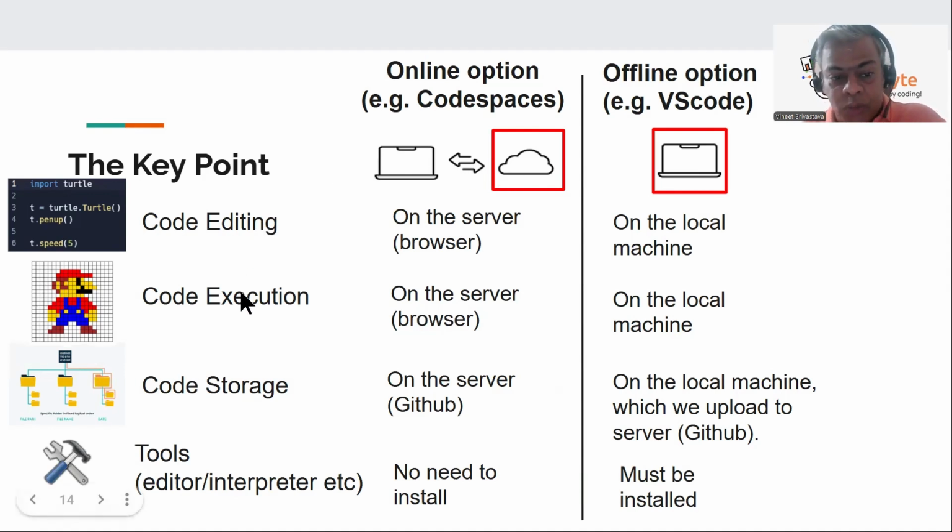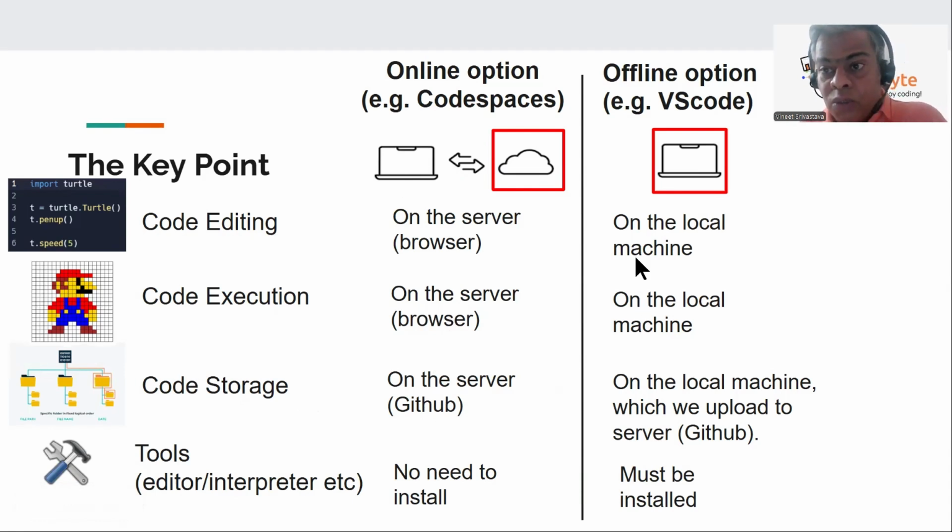Code execution happens on the server. Code storage happens also on the server. But remember, execution happens in Codespaces. Storage happens on GitHub. But nonetheless, all on the server. There's no need to install anything, right? So just go to your GitHub account and get started, right?